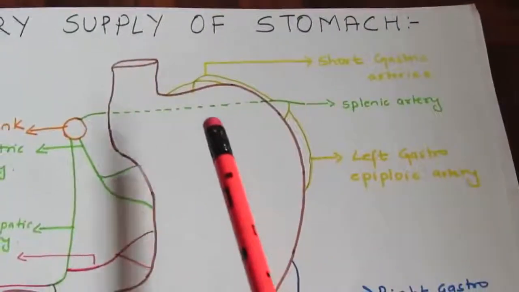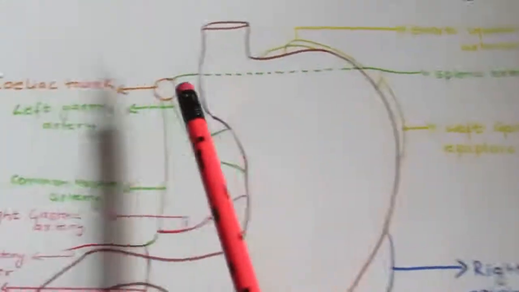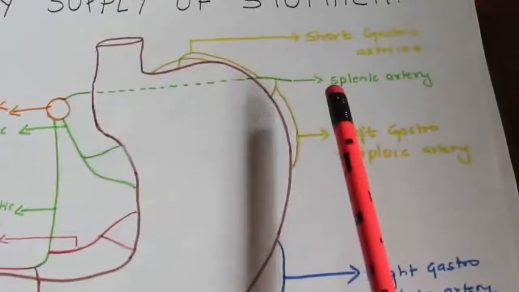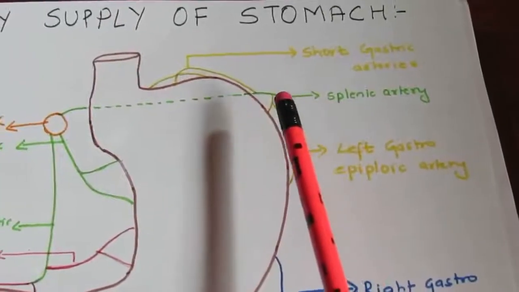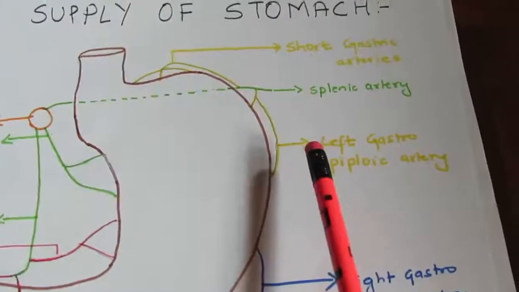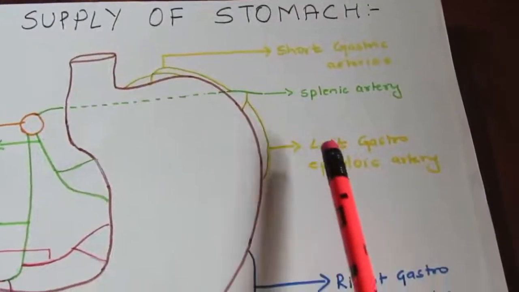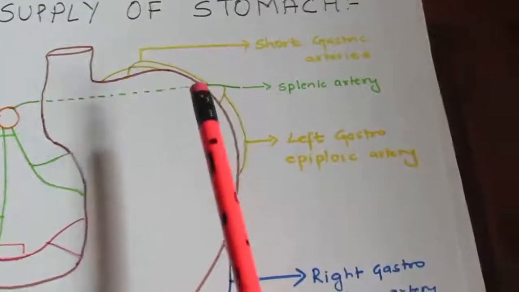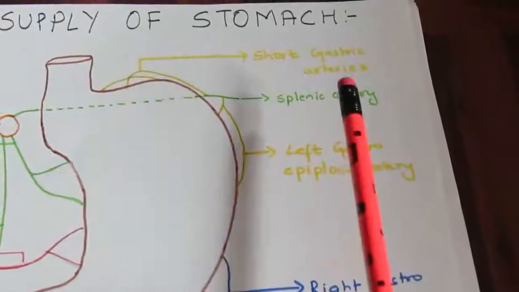Now let's move on to the splenic artery, which is the branch of the celiac trunk. The splenic artery gives 2 branches which are mentioned in yellow color. One is the left gastroepiploic artery and another is the short gastric arteries.